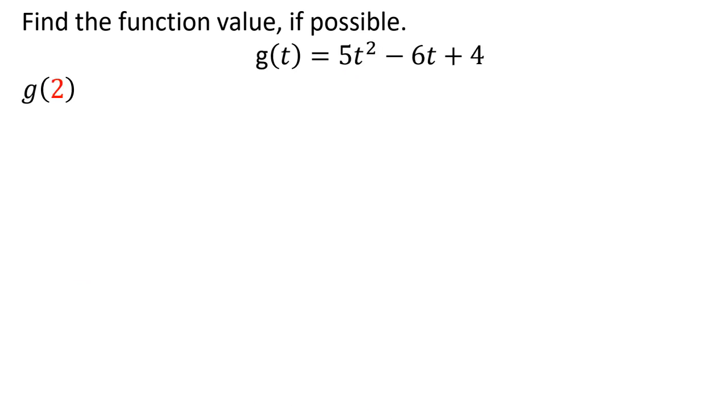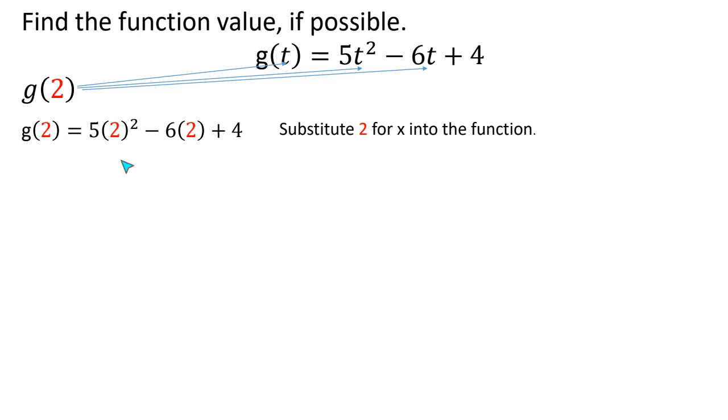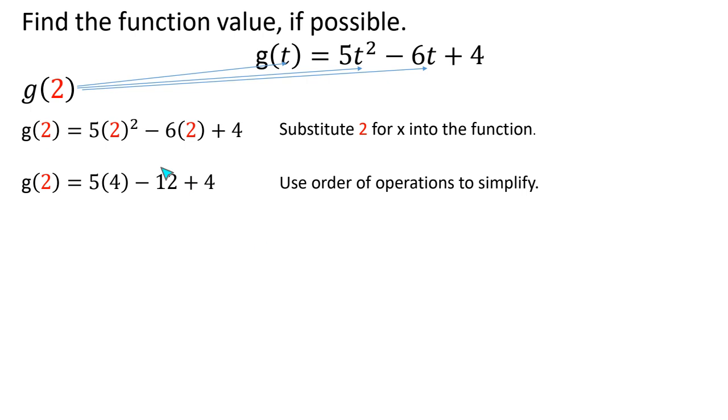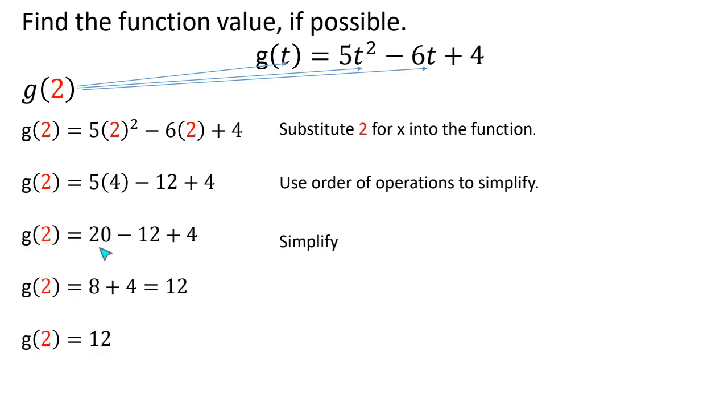Let's do g of 2 here. So same thing, we plug in the 2. So we get 5 times 2 squared minus 6 times 2 plus 4. And here it says substitute for x, but it should be substitute for t since our variable is t. 2 squared is 4. 5 times 4, and then we're going to have 6 times 2 is 12. 5 times 4 is 20 minus 12 plus 4. So we end up with 12.